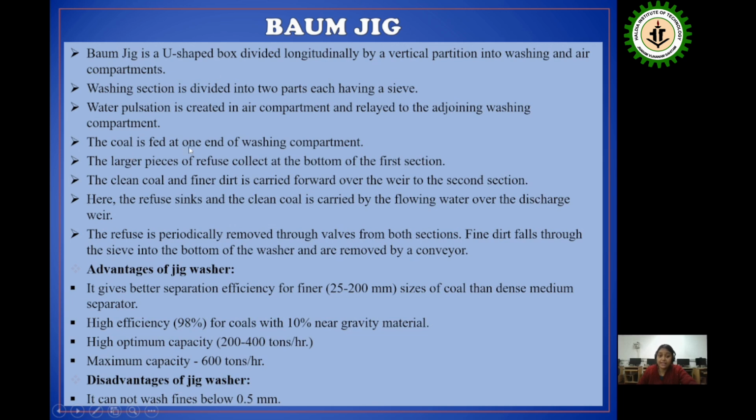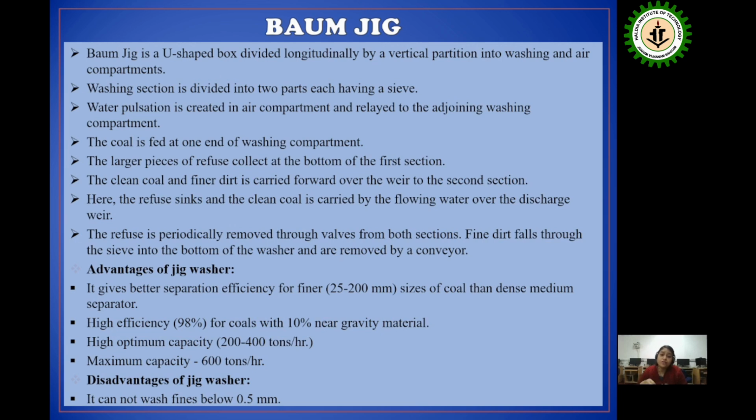And then the coal is fed at one end of the washing compartment. Larger pieces of refuse collect at the bottom of the first section. The clean coal and finer dirt is carried forward over the vat to the second section. Here, the refuse sinks and the clean coal is carried by the flowing water over the discharge vat. The refuse is periodically removed through the valves from both the sections. Fine dirt falls through the sieve into the bottom of the washer and is removed by the conveyor.